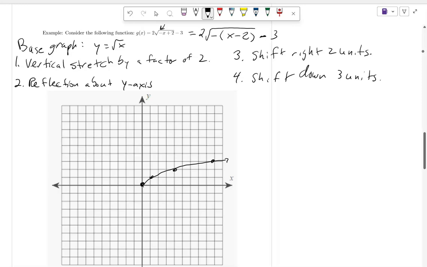All right, so now let's do it step by step. That's why I've also identified some points on here. The first thing is stretch it by a factor of 2. Well, the one at the origin stays at the origin, right? But this is going to go from 1 to 2. Instead of at 2, it'll go up to 4. Instead of 3, it'll go up to 6. And so you get that for step 1.